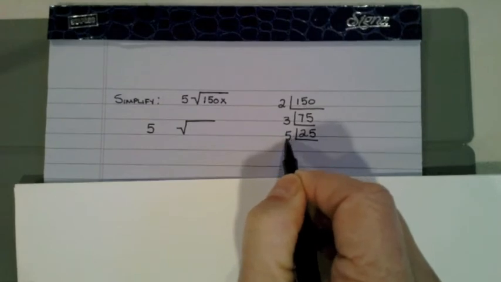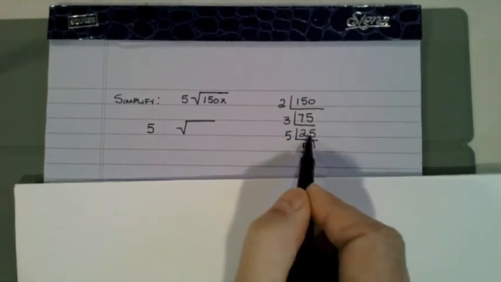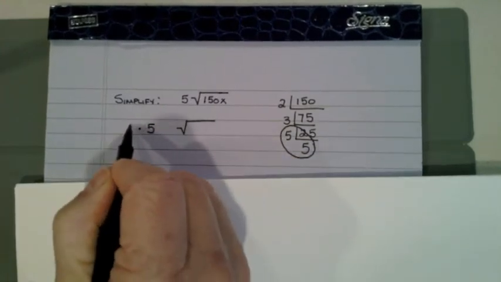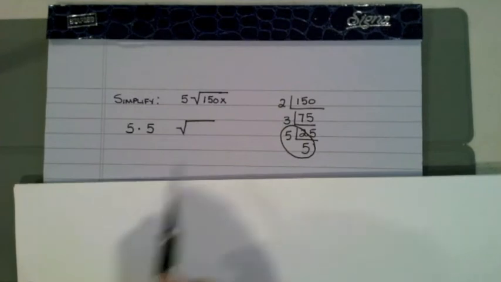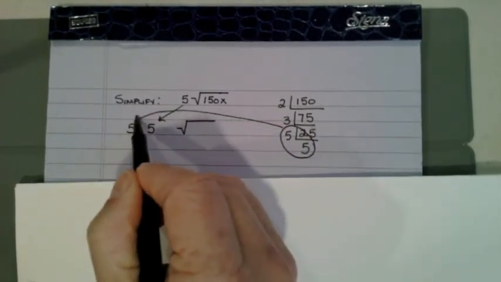I can divide 25 by 5, and I stop when I get a prime number. Again, I'm looking for pairs. There is a pair right there, so that means I can write another 5 out here on the outside. Here's where this 5 came from, and here's where this 5 came from.